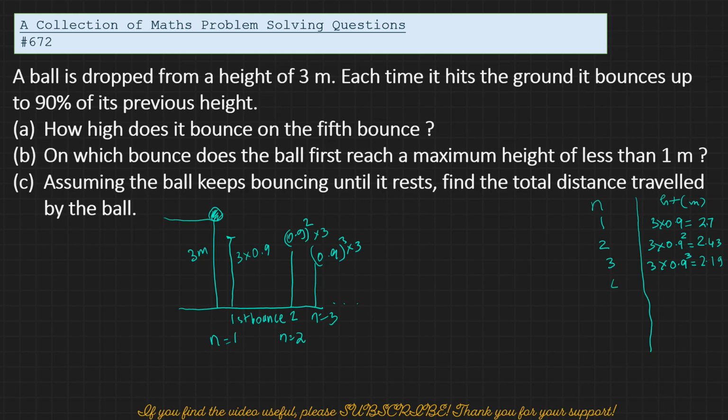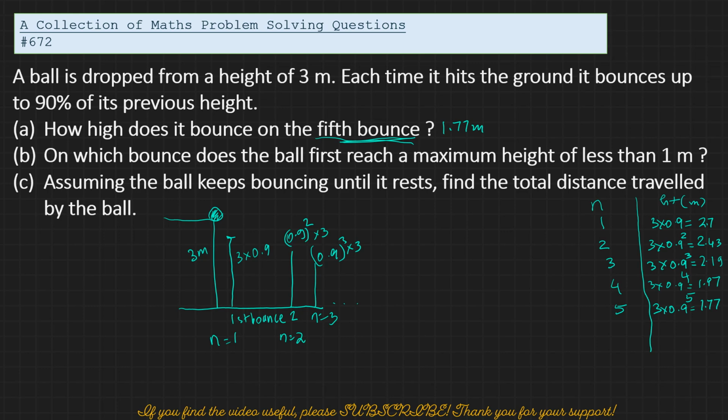And then if n is 4, I'd get 3 times 0.9 to the power 4, and that is 1.97. And then if n is 5, which is what we have to work out, that is the fifth bounce. So the fifth bounce would be 3 times 0.9 to the power 5, and that would give you 1.77 meters. So the answer is, on the fifth bounce, it would be 1.77 meters.